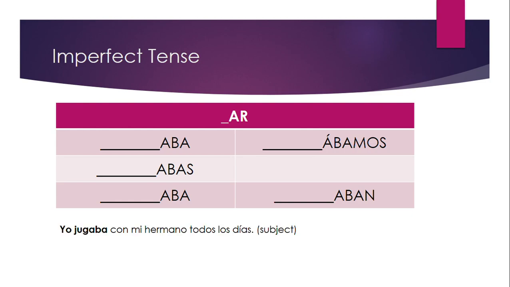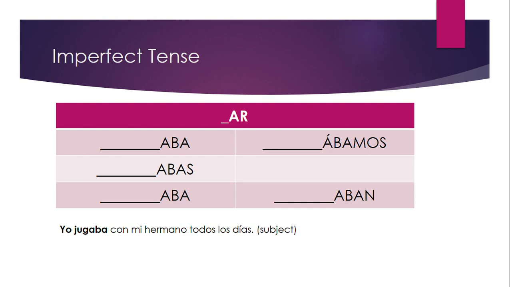Let's take a look at an example. This sentence says, yo jugaba con mi hermano todos los días. A couple things to note here. I have the word yo written in there because in the imperfect tense, the yo ending is the exact same as the él, ella, usted ending. Therefore, we do need to write the word yo to specify who we're talking about. Yo jugaba con mi hermano todos los días.